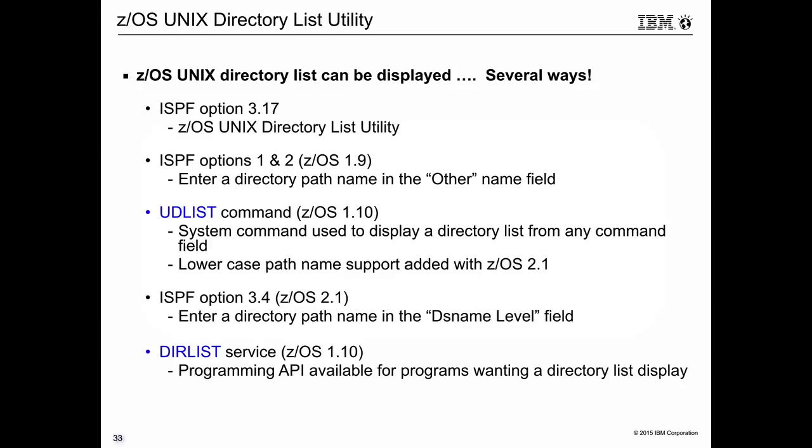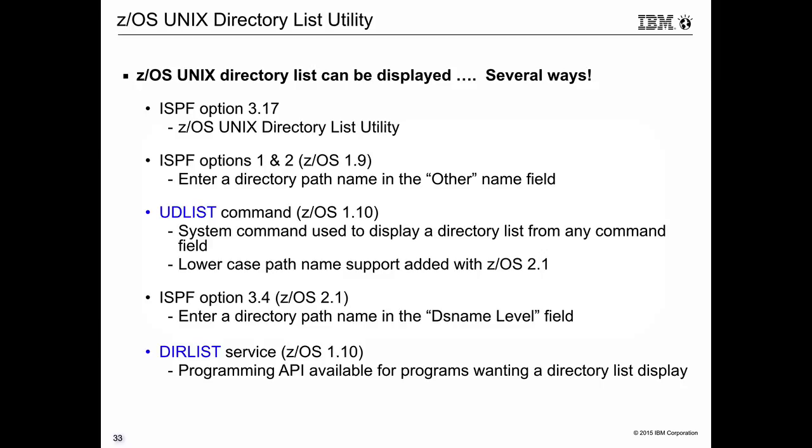Clearly, the first one is very important. 3.17 is the Unix directory list utility. There has been a fair amount there for some period of time. There is more that's added in 2.2. We'll see that toward the end of the presentation. You can enter a Unix path name in the other name field under ISPF options 1 and 2, the view and edit panels. So that was added in 1.2.